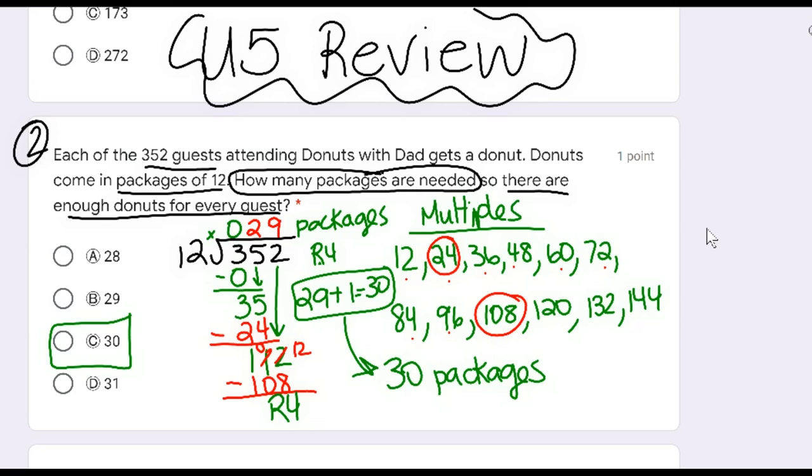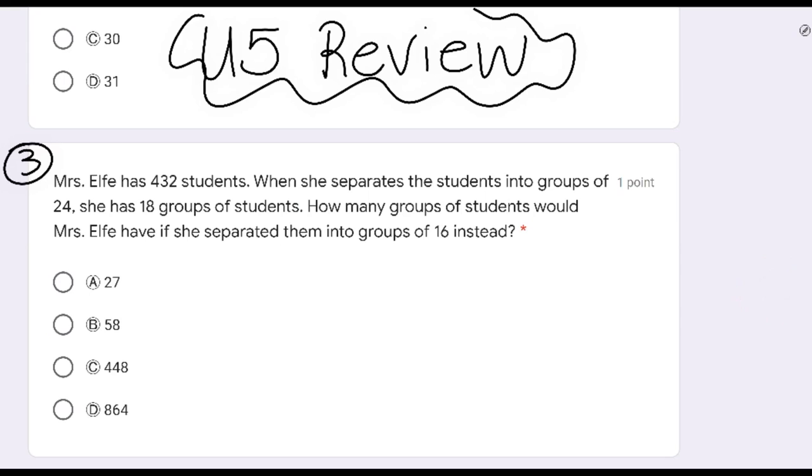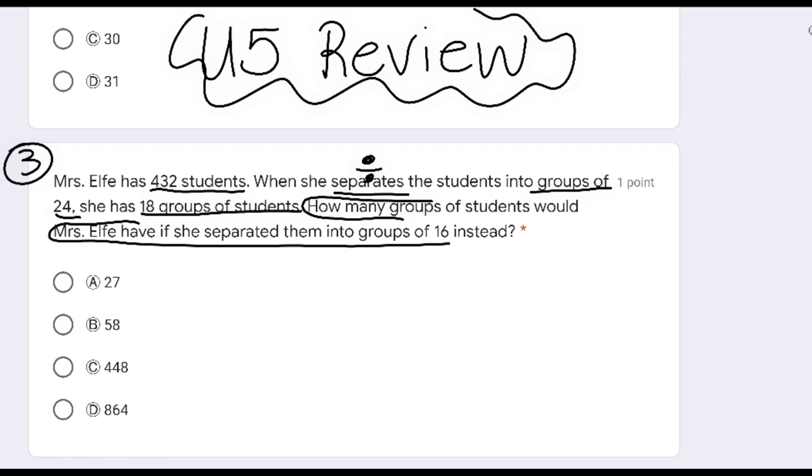Let's move on to the next question. All right, you guys, question number 3. Mrs. Elf has 432 students. When she separates the students into groups of 24, so she's separating, there's that word separates. That means we're dividing. When she separates the students into groups of 24, she has 18 groups of students. How many groups of students would Mrs. Elf have if she separated them into groups of 16 instead?